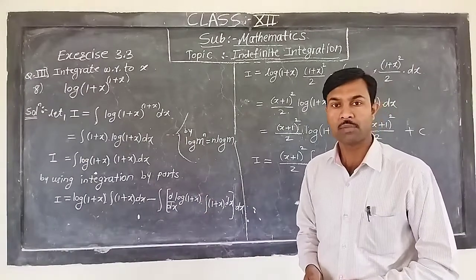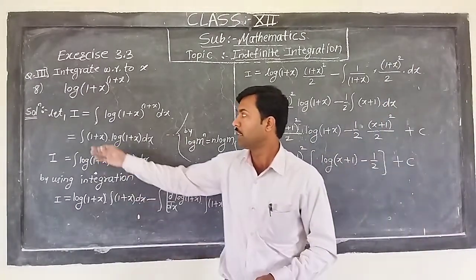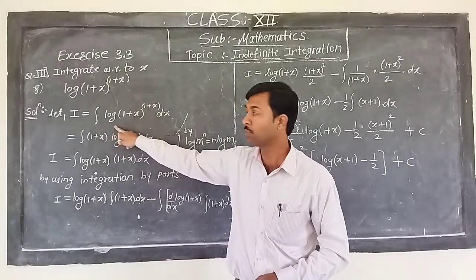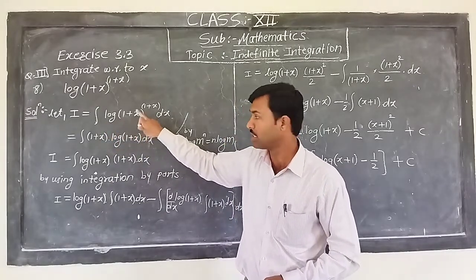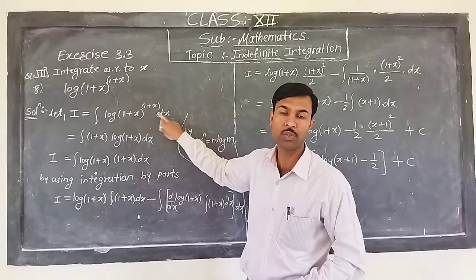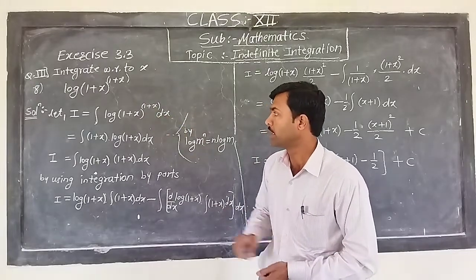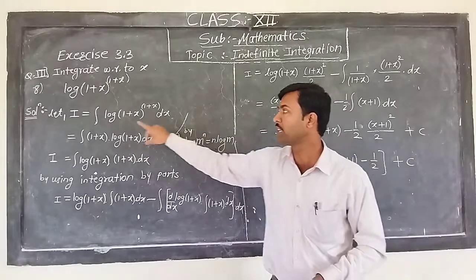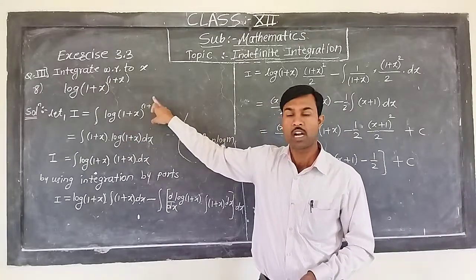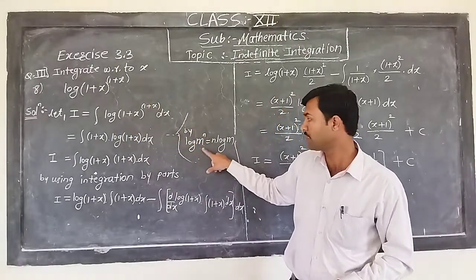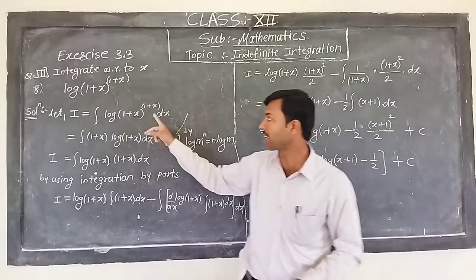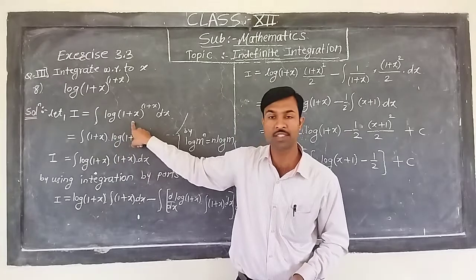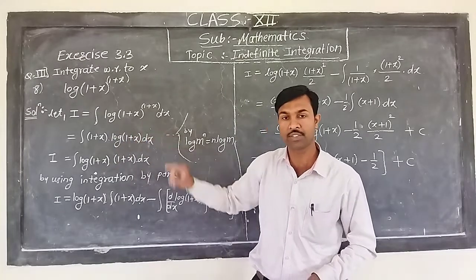Now question number 8. Here we have to integrate this term. Let I be equal to the integration of log of (1 plus x) raised to the power (1 plus x) into dx. Here this term is just like log m raised to the power n. After applying this formula, it is n into log m, so I can write this term as (1 plus x) into log of (1 plus x) into dx.